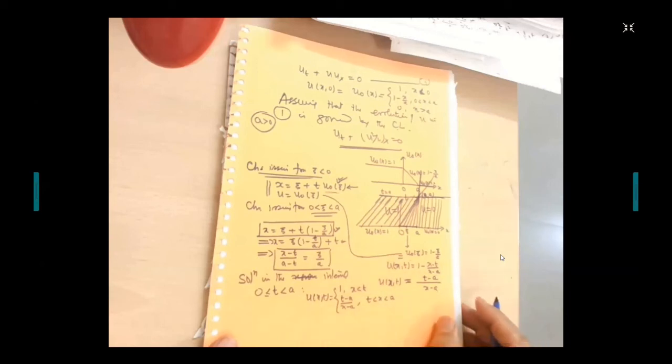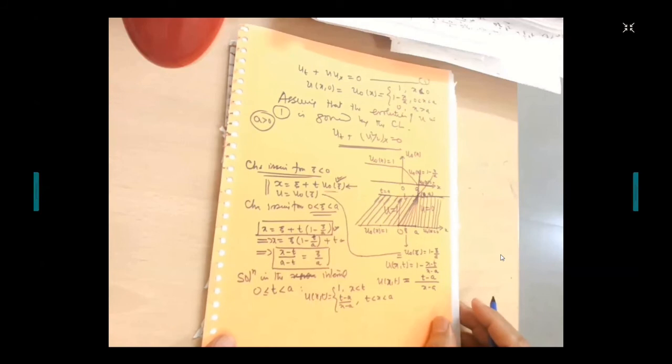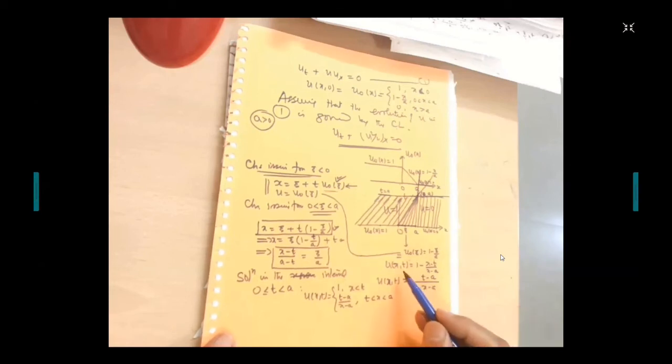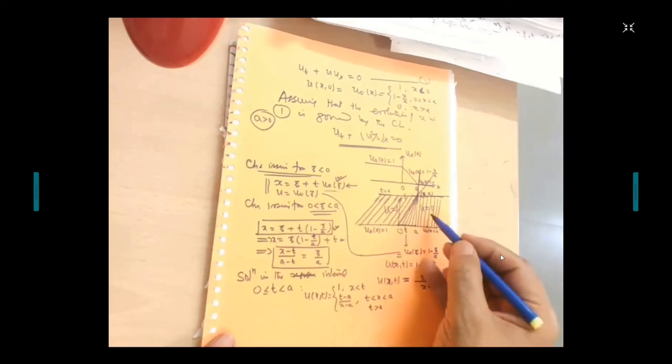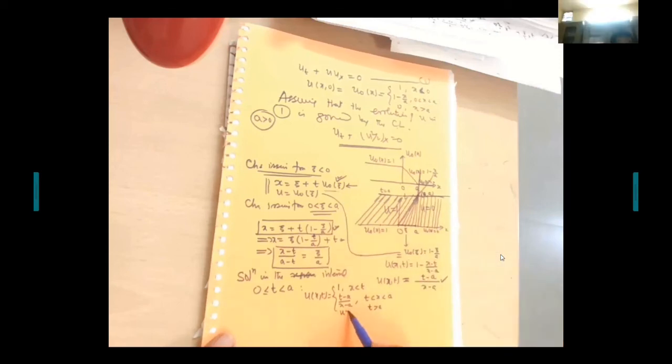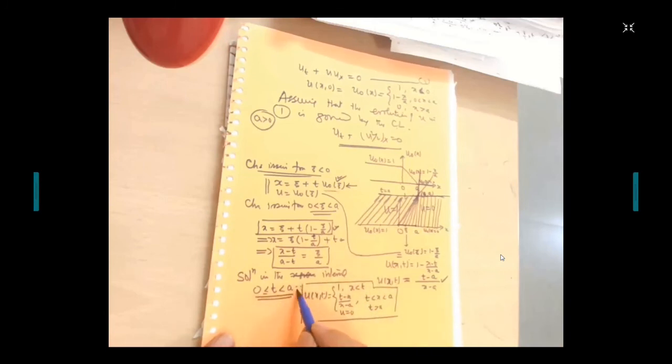So it should be x minus a by t minus a. u is 1 minus that. Yes, we have to subtract it from 1. This is the final result: t minus a upon x minus a. And when t is greater than a, the solution is 0. So this is the solution in this time interval. Is that right?